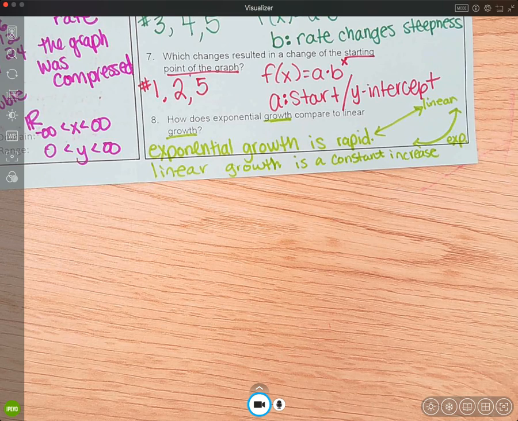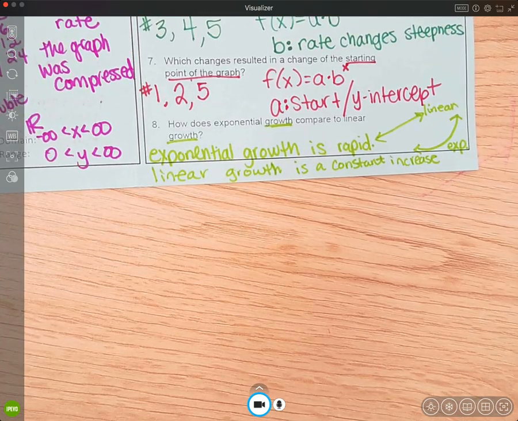Okay, you're going to glue this in the next page in your journal, and then we have an assignment that's linear, exponential, or neither. You're going to decide. It's not gonna be easy. It's not bad. It's on page 88.